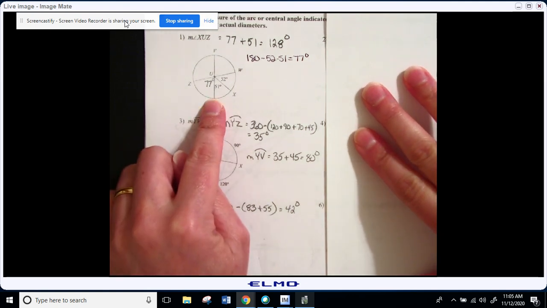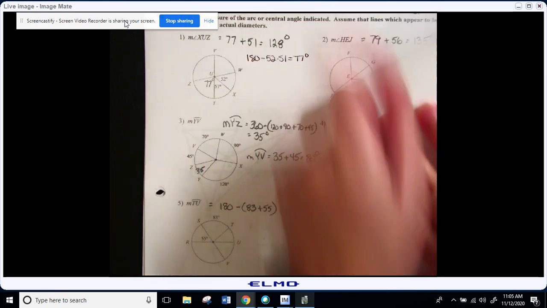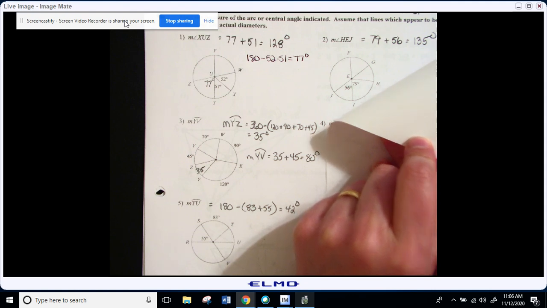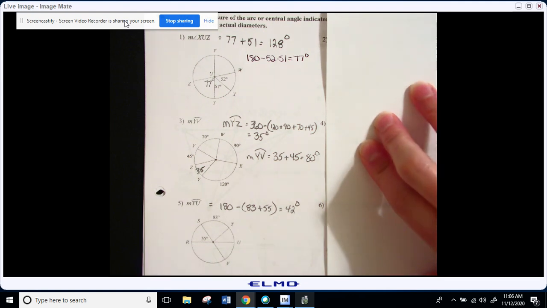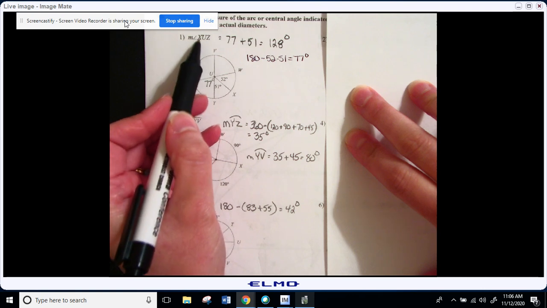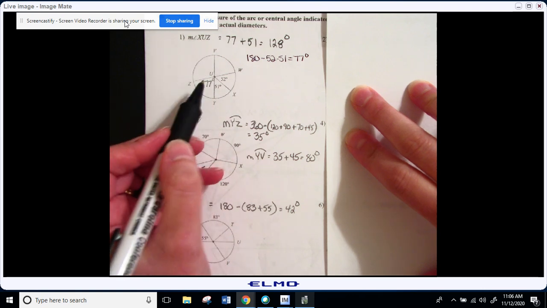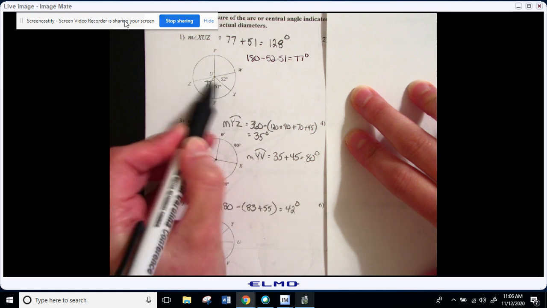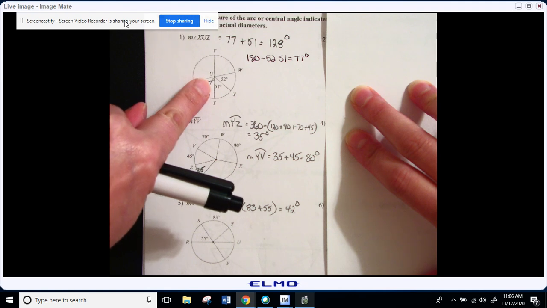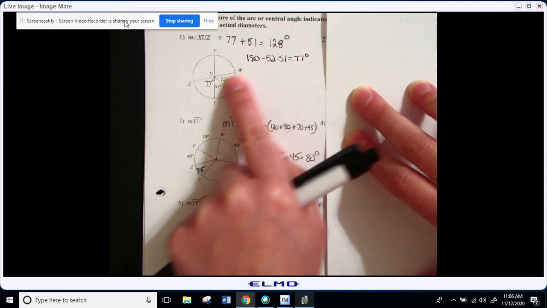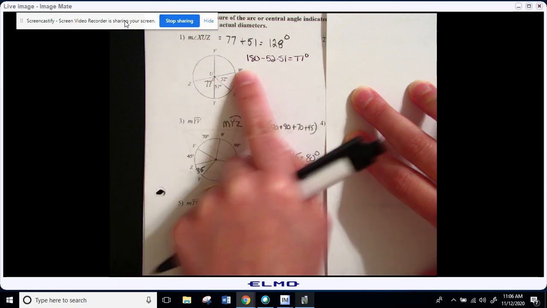Okay, so for this problem, first of all, it says find the measure of the arc or central angle indicated and assume that lines which appear to be diameters are actual diameters. Okay, so looking at this problem, they want me to find the measure of angle XUZ. I want to know what is that angle in here, which means I'm missing this part right here. So they told me I can assume that WUZ is a diameter.